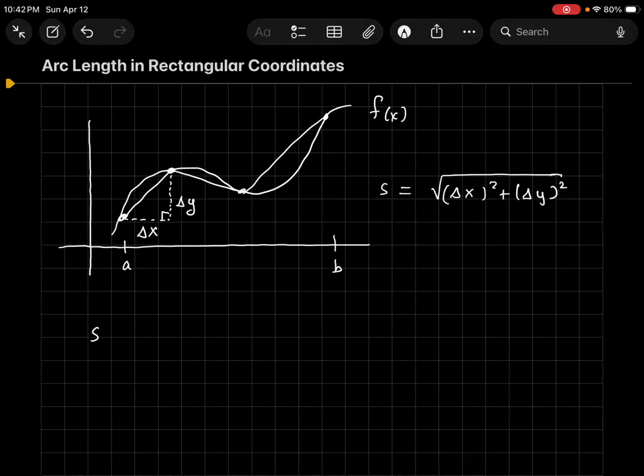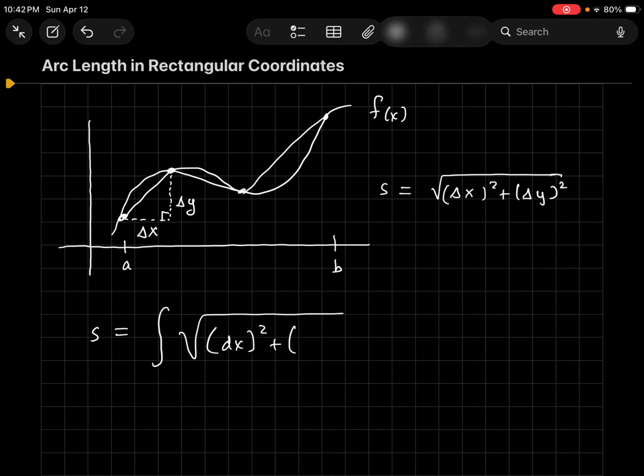Which means that the total arc length from a to b, if I shrunk everything down really small, would be the square root of dx squared plus dy squared from x equals a to x equals b. Now this is a true statement. To find the arc length, we're summing very small line segments. The problem is, algebraically, this is the wrong format. Because we really need something like this. We need the integral of f of x dx. Or maybe f prime of x, or something along those lines.